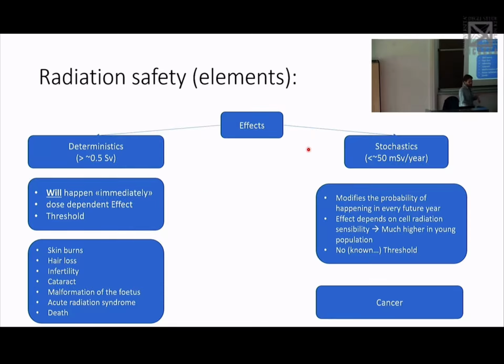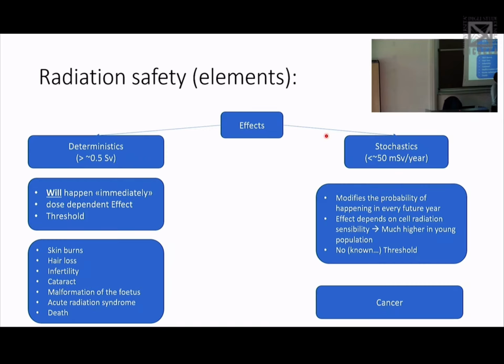On the complete opposite of the spectrum, we have stochastic effects, which happen when you get an exposure of around 50 millisieverts per year. So we talk about 1/10 or 1/100 of the dose at which you start to have the deterministic effects, so a completely different range. It's stochastic. Why? Because it modifies the probability of something happening in every future year of the remaining life, let's say.